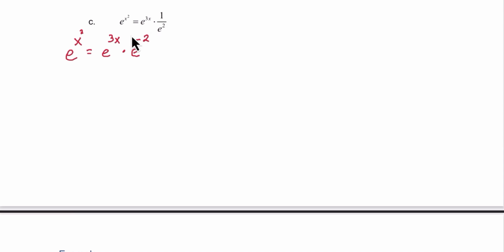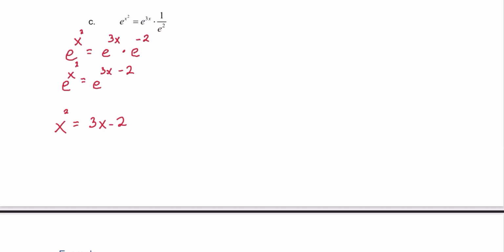And now we have a base times a base, and it's the same base. When we're multiplying bases, we can add the exponents. So we have e to the x squared equals e to the 3x plus negative 2, or simply negative 2. Now notice the bases are the same. If the bases are the same, we can simply drop those bases and set the powers equal. x squared equals 3x minus 2.